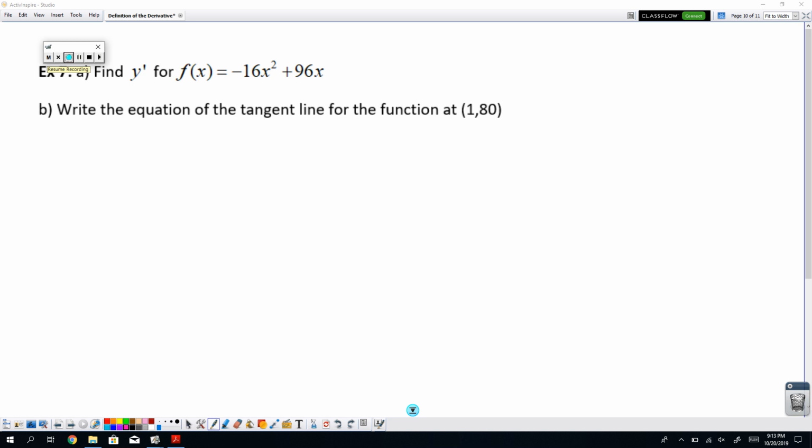So this one doesn't tell us how to do our derivative, so you get to pick. I'm going to use my regular definition. So I'm going to do the limit as h approaches 0 of f of x plus h minus f of x all over h. Okay?